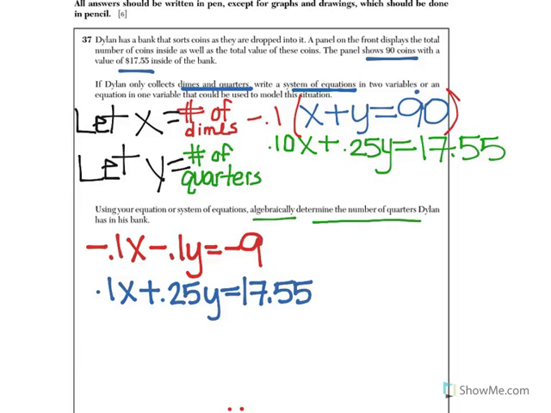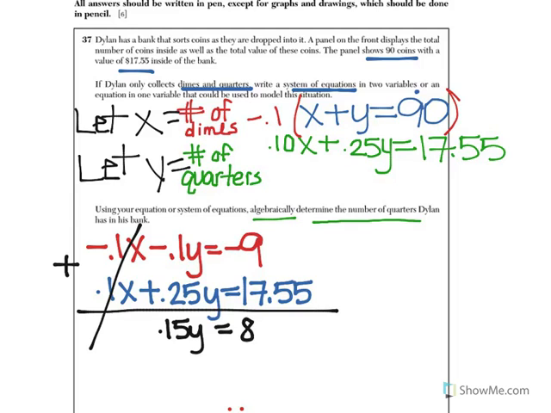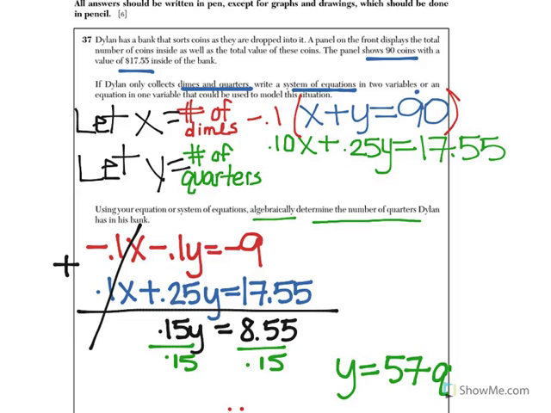So I've multiplied the top equation by negative 0.1. I have not changed the bottom equation, and now, using the elimination method, I'm going to add these 2 equations together, because when I do that, my x's will eliminate, my y's will add up to 0.15y equals 8.55. Now I just need to divide both sides by 0.15 to get y alone, and I end up with y equals 57, and the 57 represents the number of quarters that Dylan has.